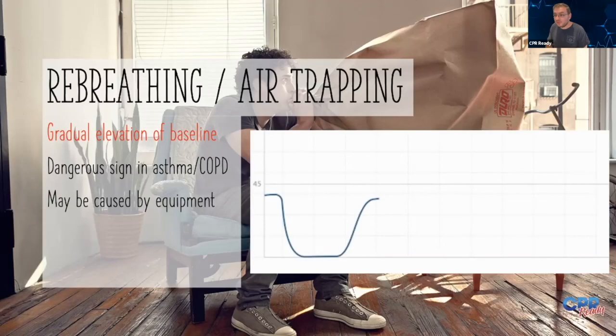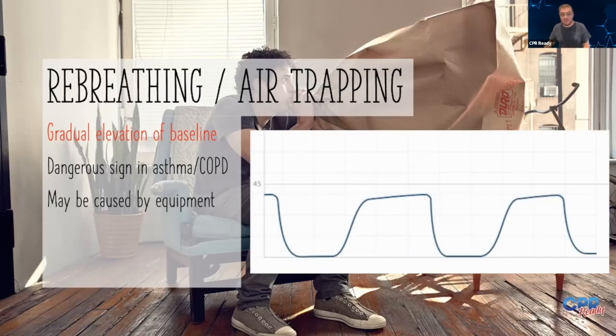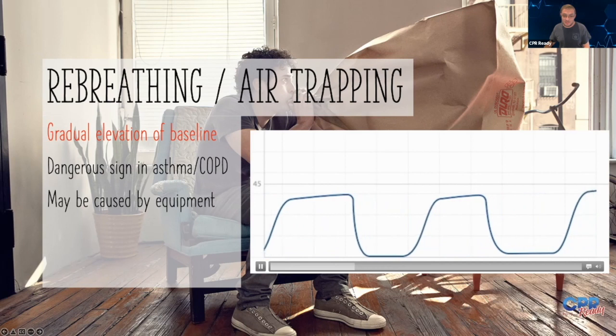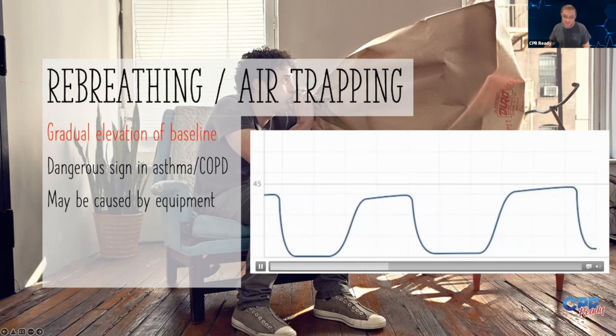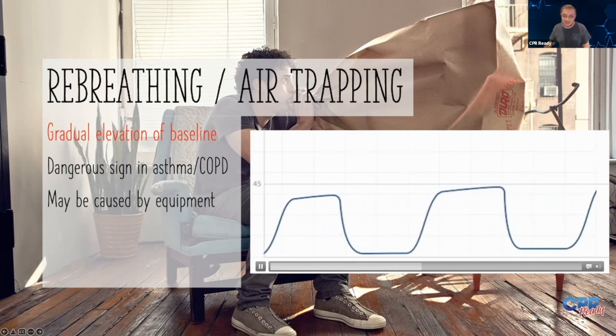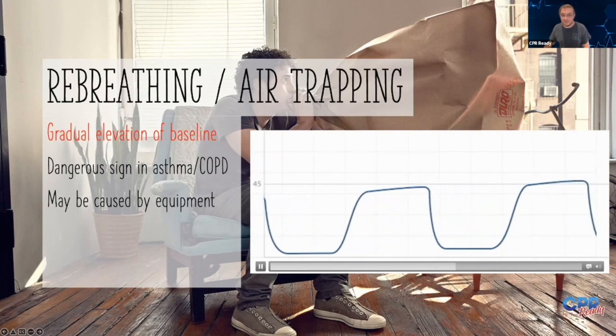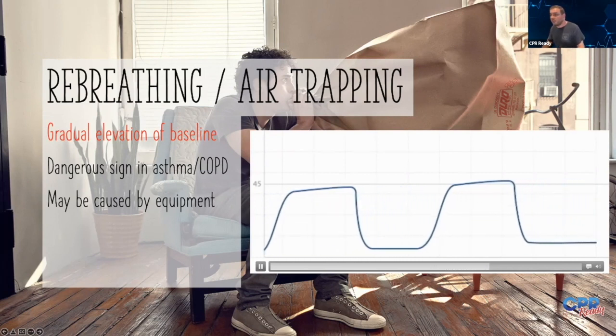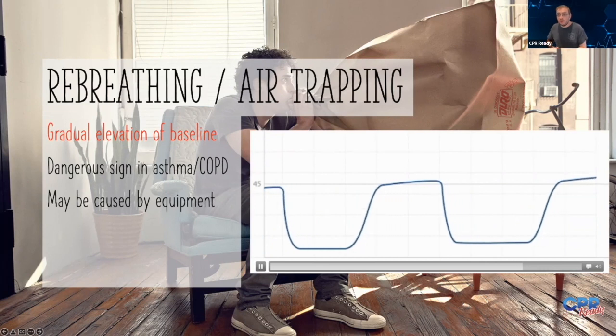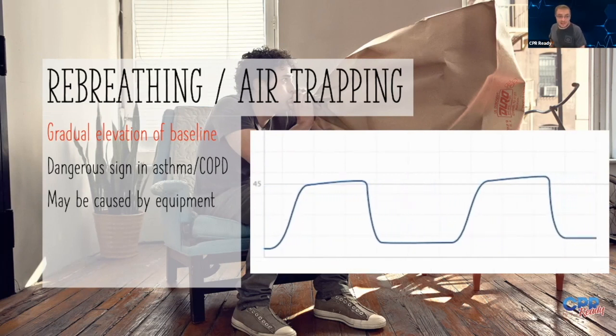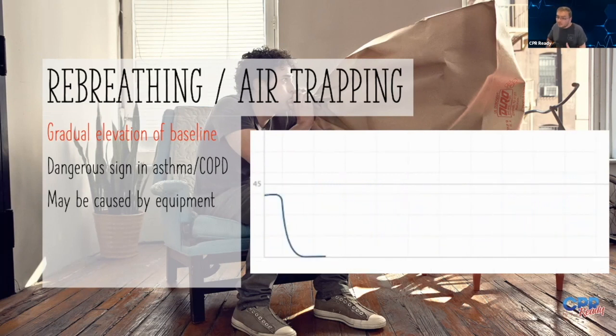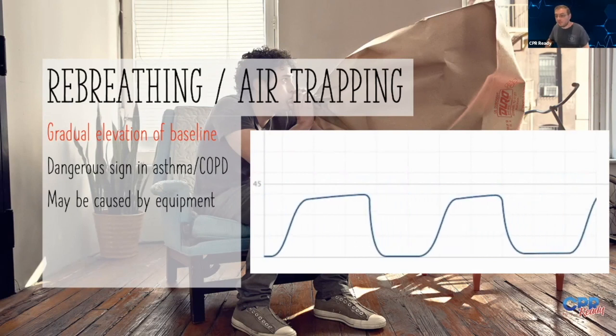So sometimes you can see a patient who has this on their capnometry. You can see how the baseline starts to not return all the way back down to baseline, right? You see how it's kind of getting elevated between breaths. If you notice this, it could be due to equipment issues. There are a number of things that can cause this, but sometimes it's a sign of air trapping or air stacking, especially in our asthmatic or COPD patients.